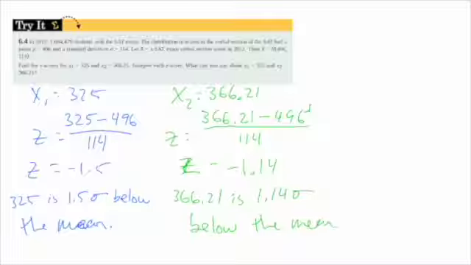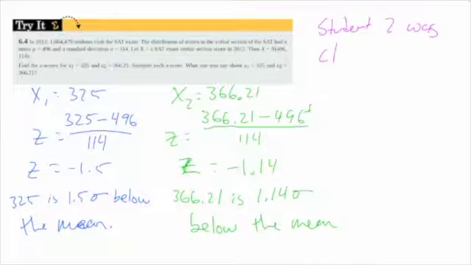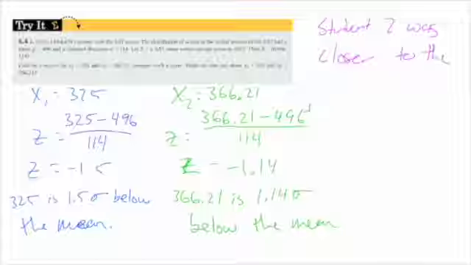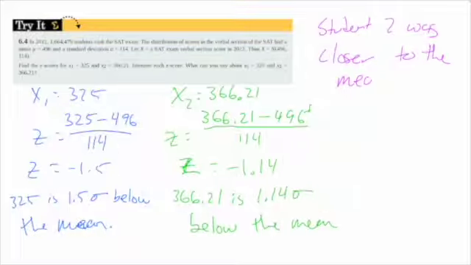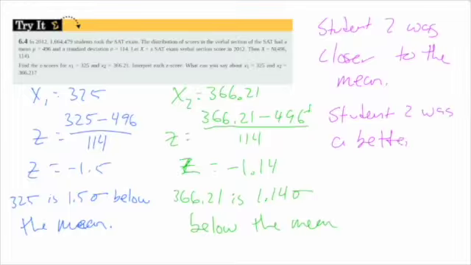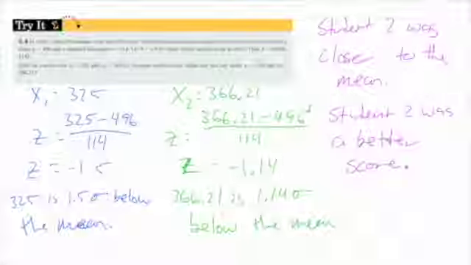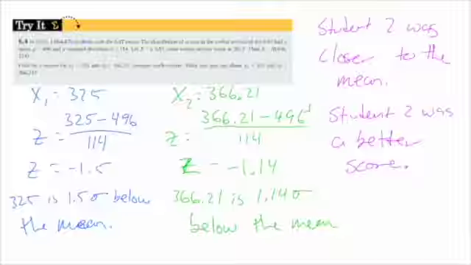So what that means is student 2 was closer to the mean because they were only 1.14 standard deviations below the mean, whereas student 1 was 1.5 standard deviations below the mean. That also means that student 2's score was better. Now, obviously, we would want that score to be above the mean. Keep in mind what it represents. If we're talking about golf scores, you want a lower golf score, so you want to be below the mean. But since we're talking about scoring on a test, we want a high score, so we want to be above the mean.